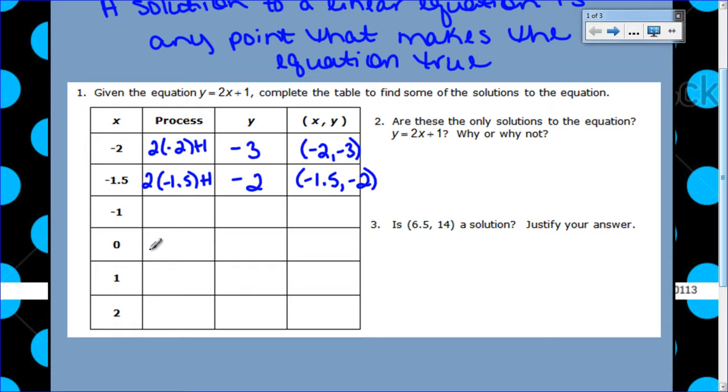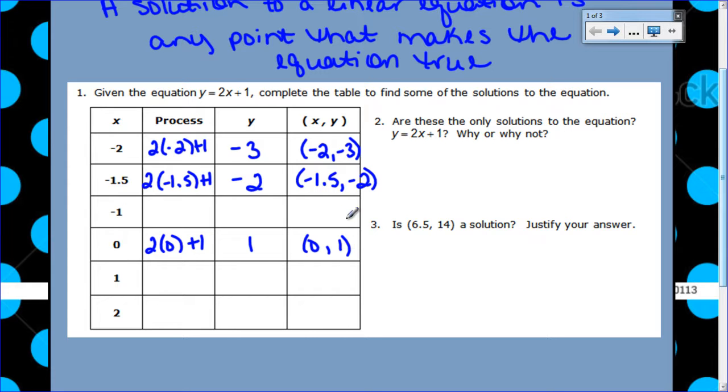And then if I plug in 0, I know I'm skipping because I feel like if I do the whole table, you're going to be like, yeah, I get it. So 2 times 0 plus 1, well, that makes 0 plus 1 is 1. So that point would be 0 comma 1. And I could continue with this table. I could continue plugging in the value, getting y, and then writing my point.